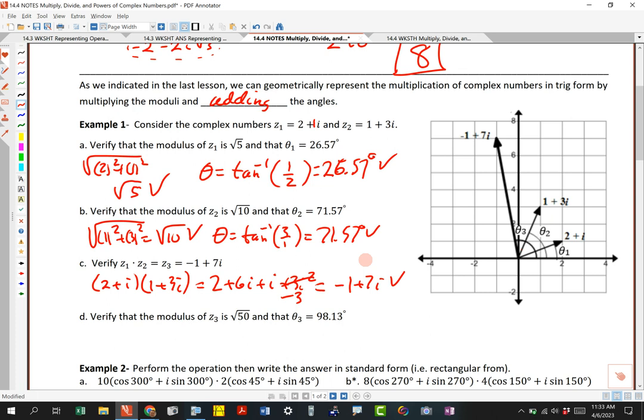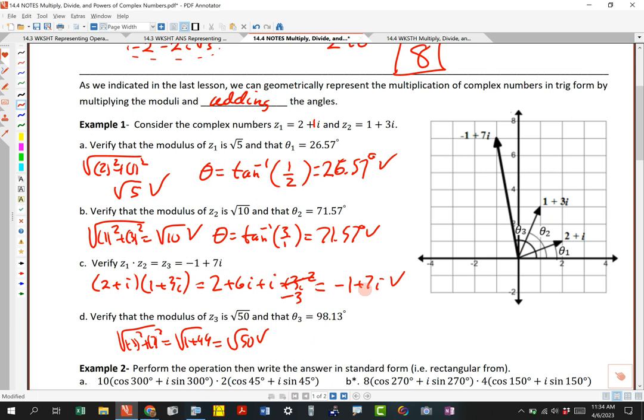Okay, so the last verification that we want to do on this one is verify that the modulus is radical 50. So if I check this, I take negative 1 and I square it, and I take 7 and I square it, so I get 1 plus 49. I get radical 50. That checks out. This one's a little more interesting.